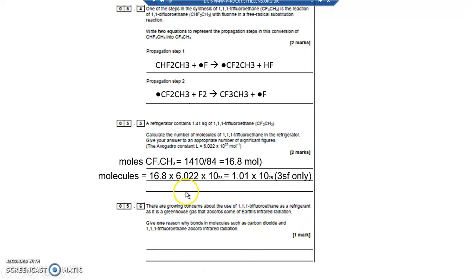There are growing concerns about 1,1,1 trifluoroethane as a refrigerant. Give one reason why the bonds in molecules, such as carbon dioxide, absorb infrared radiation. Well, the reason that bonds absorb infrared radiation is that they vibrate, stretch or bend.